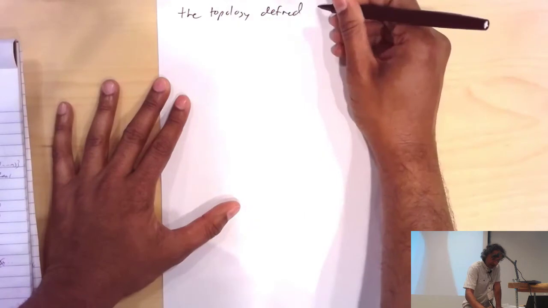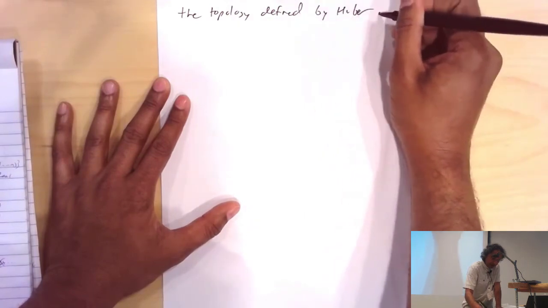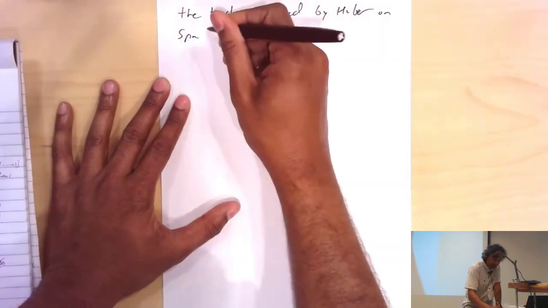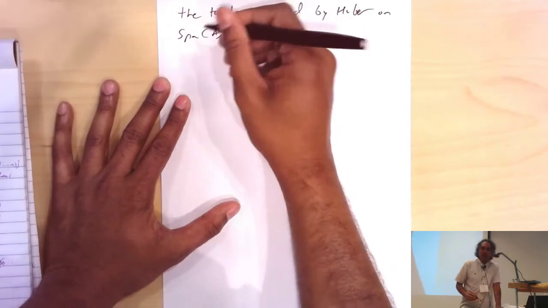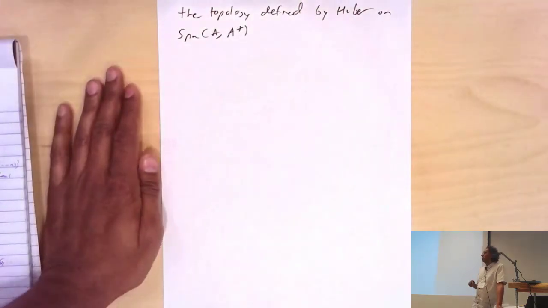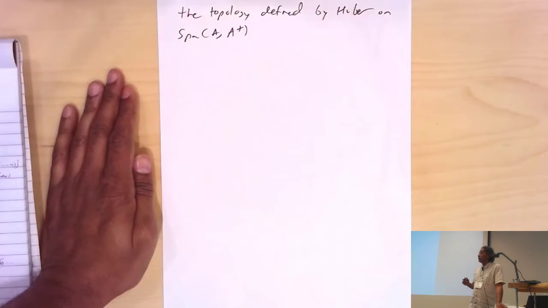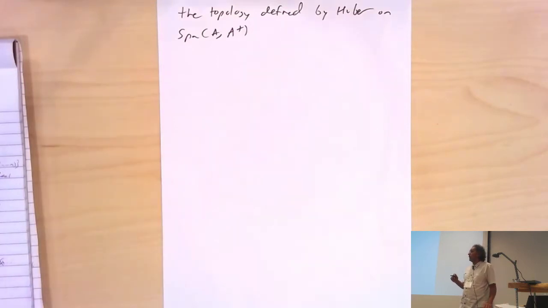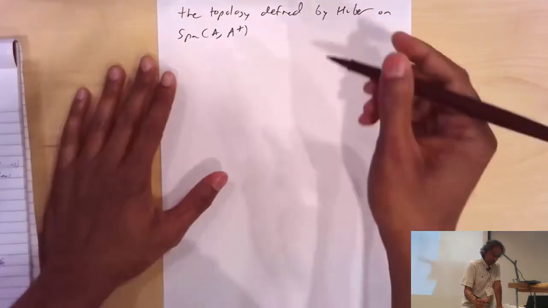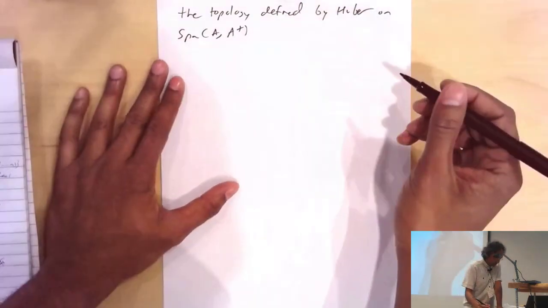So this topology was defined by Huber. And this definition is motivated both by the definition of the Zariski topology on the spectrum of a ring, but also by topologies on spaces of valuations that I suppose were also considered by Zariski. So this all goes back to him in some sense.